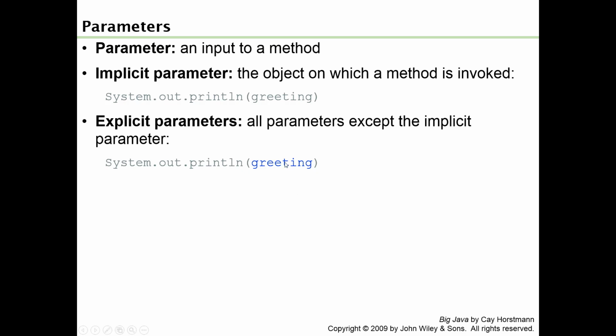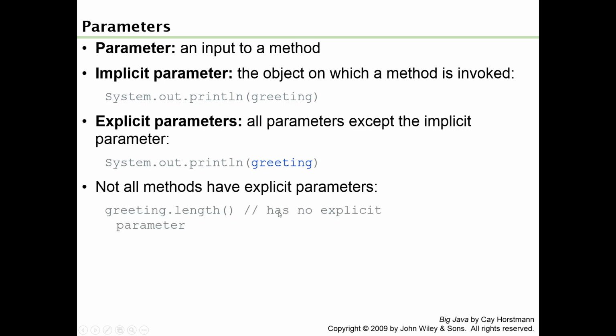Now here, the explicit parameter is greeting. Explicit means you can see it. It's not implied, it's right there in your face. These are all the parameters except the implicit parameter. The implicit one is a reference to the object, and you can't see it because you don't include it, but it is included for you behind the scenes.